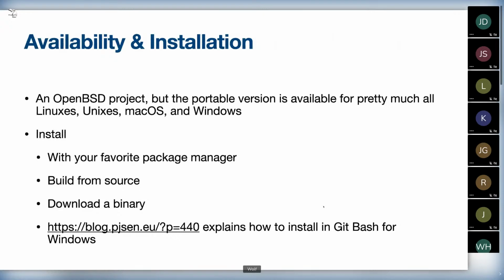So how to get TMUX and where it comes from. It's an OpenBSD project. That's its central focus. But the portable version, which is on GitHub, runs on Linux, Unix, macOS, Windows. You can install it with your favorite package manager. I installed it with Homebrew on my Mac. You can build it from source. You can download a binary. If you're running Git Bash for Windows, there's a special procedure to install it, and I've linked to this, and I've got the same link in the reference page.